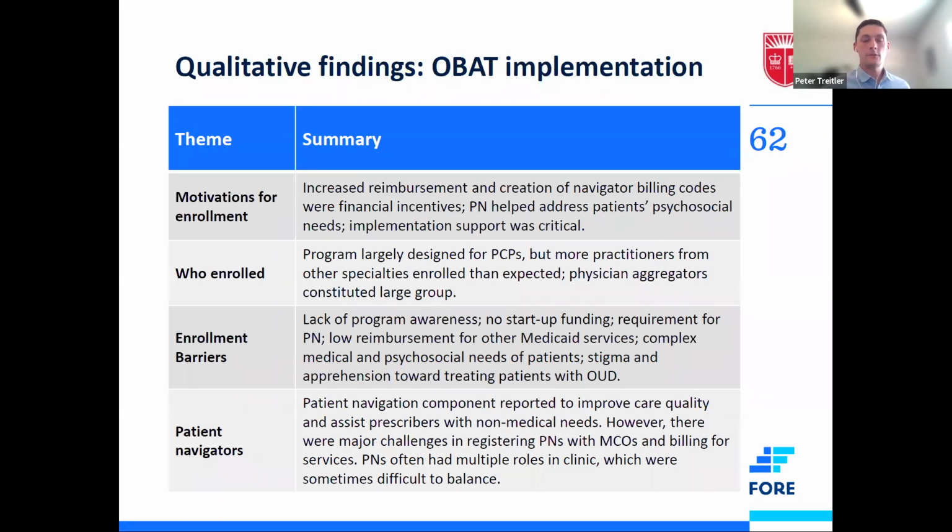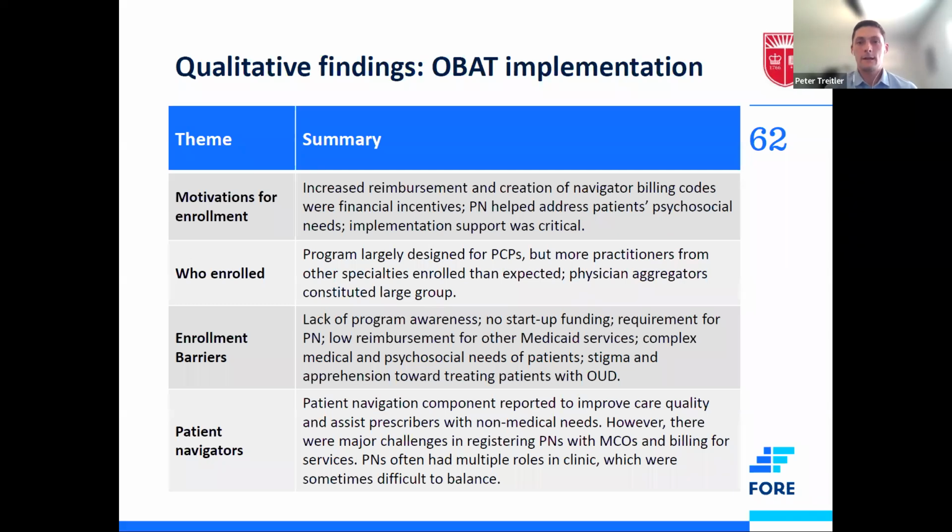Who enrolled was interesting because the program was largely designed for primary care providers. The idea was that this would attract primary care providers who happen to be seeing patients with opioid use disorder in their clinics, and that this would give them a mechanism to treat those patients so they wouldn't have to go to some other setting for their care.